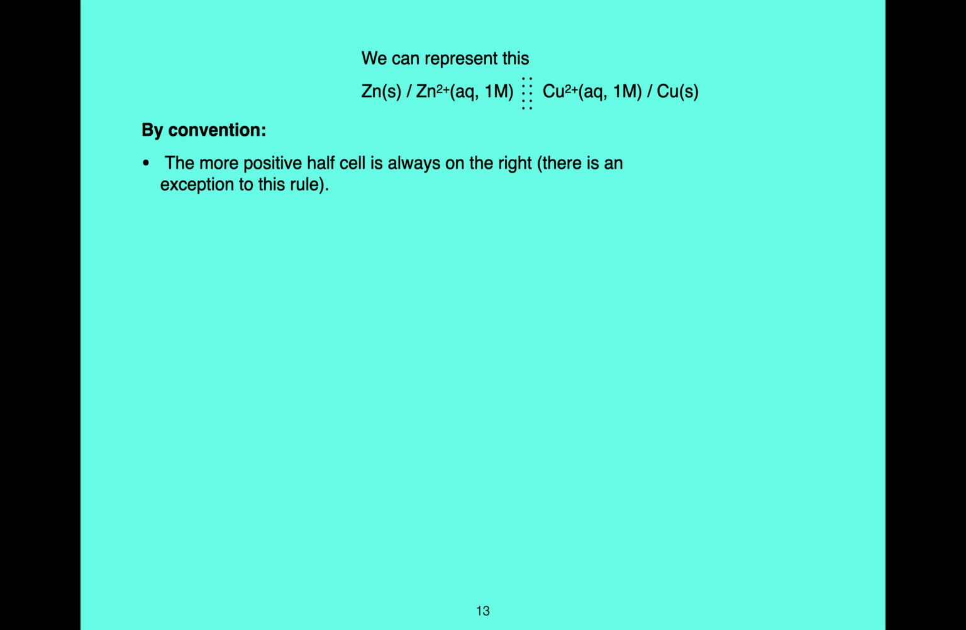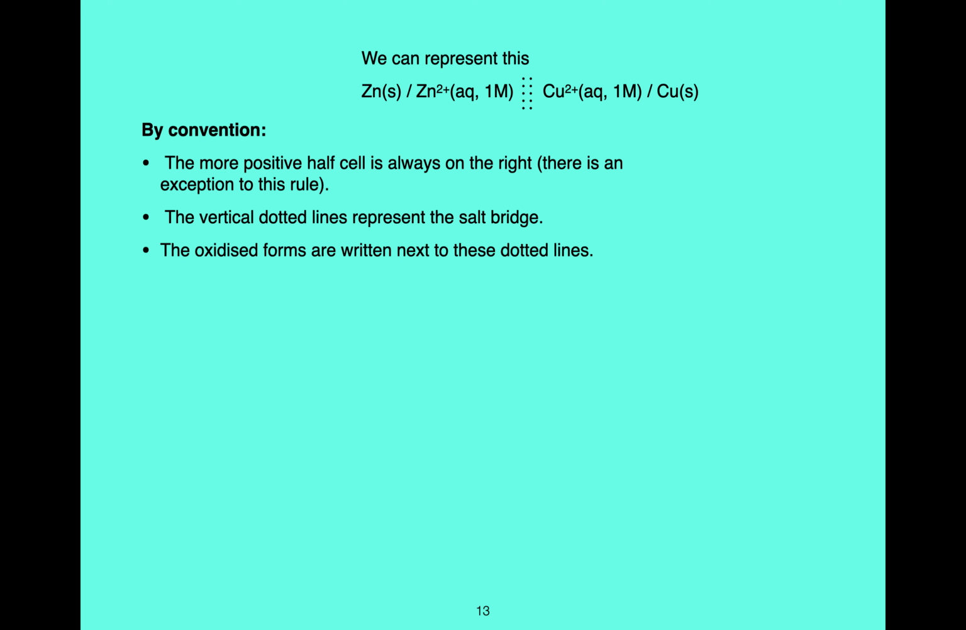So by convention, more positive is on the right hand side, with the exception of when you're measuring the voltage of a half cell compared to the standard hydrogen electrode. The vertical dotted lines represent the salt bridge. The oxidized forms are written next to these dotted lines. So this is the oxidized form of zinc, and this is the oxidized form of copper.